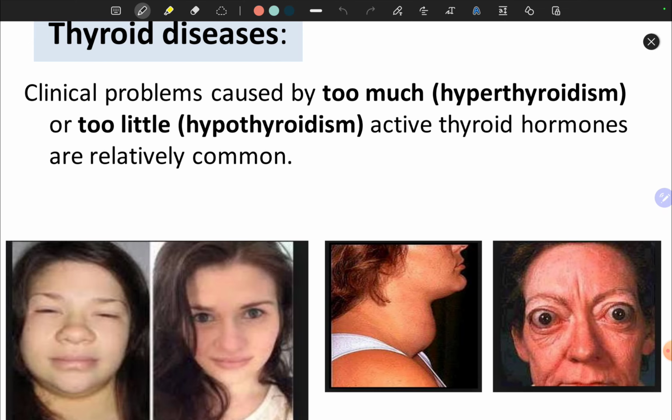So the clinical problems caused by too much thyroid hormone release or too little thyroid hormone release are known as hyperthyroidism and hypothyroidism. We talk now about hyperthyroidism.